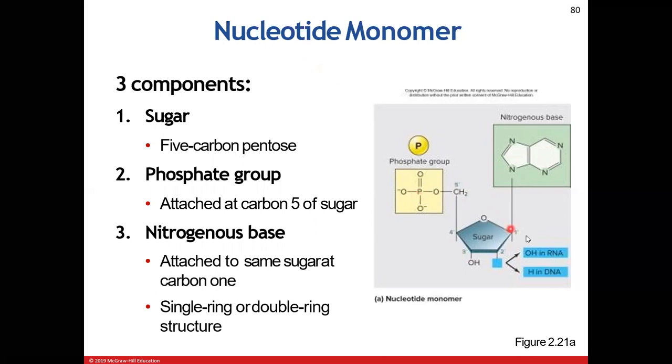So if we go around, here's carbon 1, 2, 3, 4. Carbon 5 is off of this additional methyl group, and so the phosphate is going to be connected to that number 5 carbon. And then we have the nitrogenous base, and it's going to be attached to the same sugar, but at carbon 1. So we have the sugar down here, the phosphate group, and then the nitrogenous base here at carbon 1. Now, these nitrogenous bases can either be single ring or double ring structures. We'll talk about each of those nitrogenous bases in just a second.